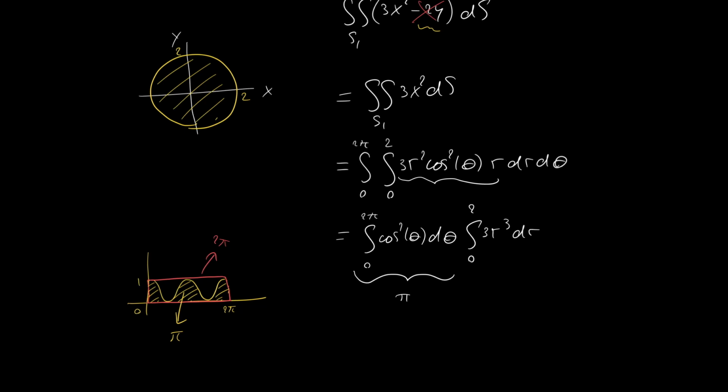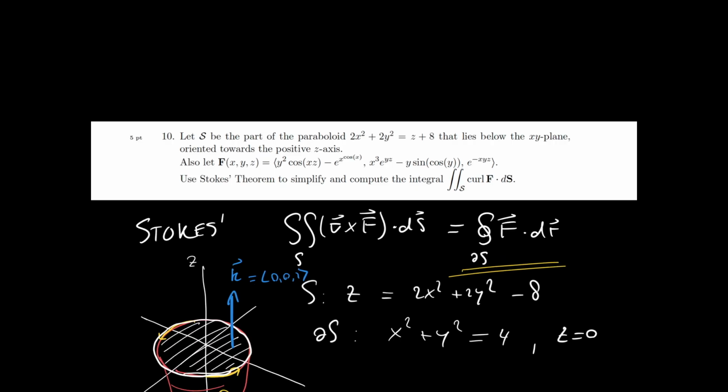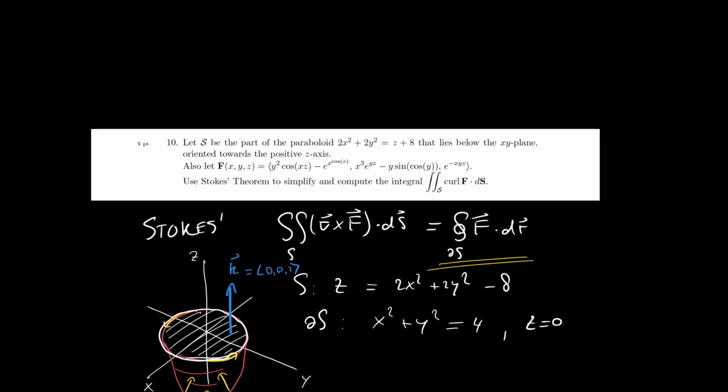Okay, and then the other integral is 3r cubed. So this is going to be 3/4 r to the 4th between 2 and 0. And you can work out that 16 divided by 4 is 4, so it's going to be 12. And the answer is 12 times pi. There we go. Relatively simple answer for this enormously complicated vector field. And that concludes this practice exam.